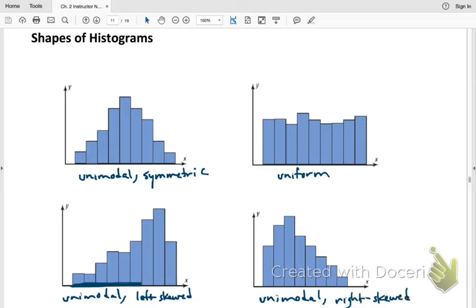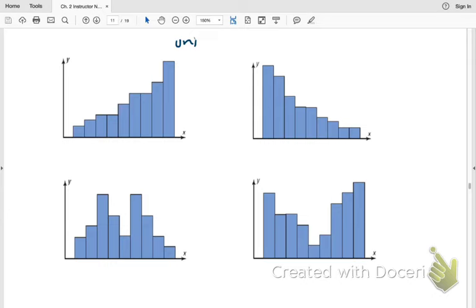Now looking at these top two graphs on this screen, I would call both of these unimodal. And we would call this top left graph J-shaped. And sometimes this graph on the top right is called reverse J-shaped.